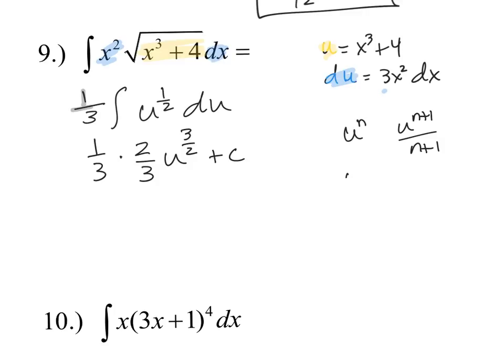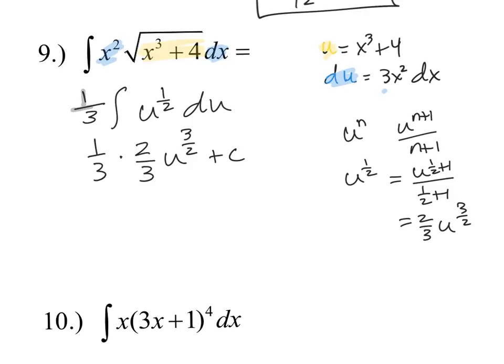So if we're finding the antiderivative of u to the 1/2, then that's going to be u to the 1/2 plus 1 over 1/2 plus 1. So simplifying, 1/2 plus 1 is 3/2. And when we are dividing by 3/2, dividing by 3/2 is the same thing as multiplying by the reciprocal. So that's why it's 2/3 u to the 3/2.